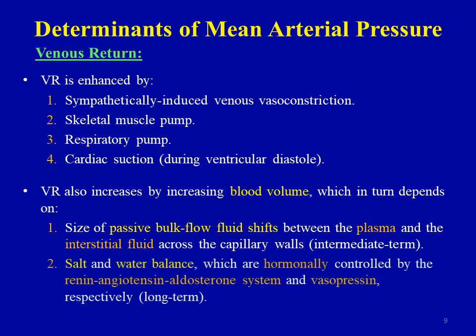Also, the venous return depends on the salt and water balance, which are hormonally controlled by the renin-angiotensin-aldosterone system and the hormone vasopressin, or antidiuretic hormone, that is released from the posterior pituitary gland. And these two hormonal systems are considered long-term controllers of mean arterial pressure. Again, I will explain that in one of the coming slides.